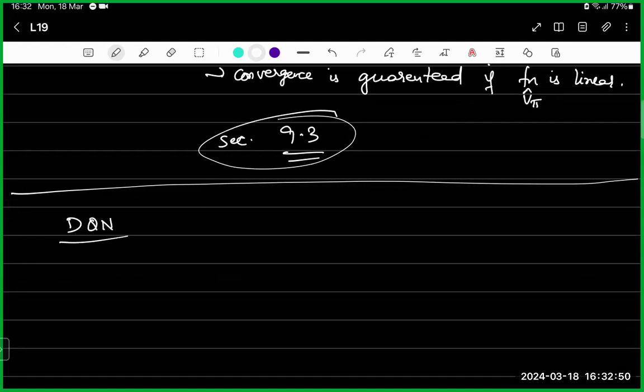So this DQN is again similar to the Q learning algorithm, where since we have a lot of states, we won't be able to use a tabular approximation for the Q function. We'll just use a function approximator, right? We'll use some neural network to estimate the optimal Q function.